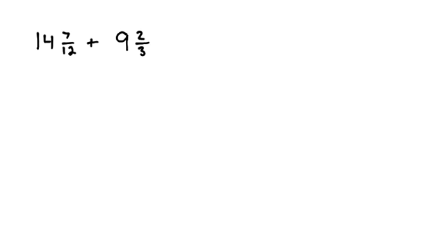Here we have a problem that is adding mixed numbers. We have a whole number in front and a fraction behind, so that means it's a mixed number. There's a few different ways to do this, but what I would recommend is always change into an improper fraction. So, improper fractions.